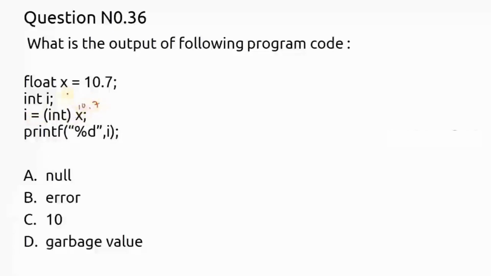This value 10.7 I am converting explicitly. This is what we call explicit conversion. So the value 10.7, explicitly converted to integer, will become 10. So i will become 10, and it prints i value as 10. That's it. There is no further logic. It's not at all an error. So the answer is C.